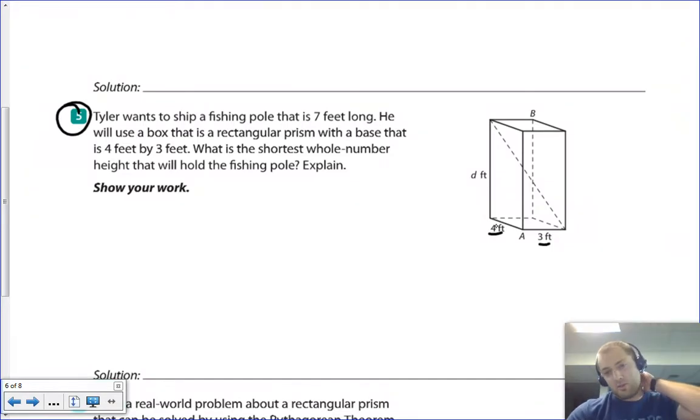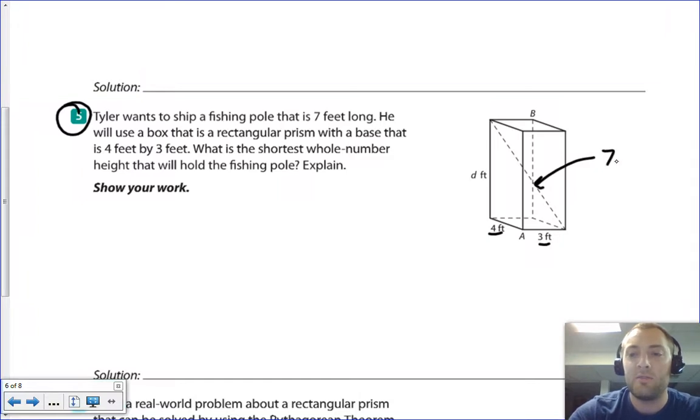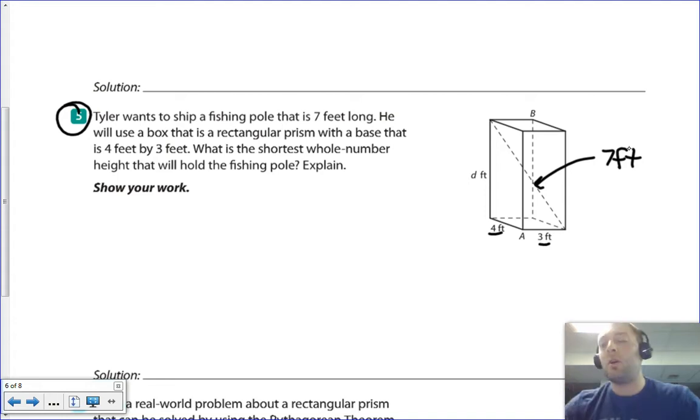So it's a 7 foot long fishing pole. That means if you're going to fit it in there, we want this diagonal, this dashed line here, to be at least 7 feet. So we're going to assume it's 7 feet. If it's anything bigger than 7 feet, awesome, but it can't be smaller than 7 feet. So we're going to set it at 7 feet.